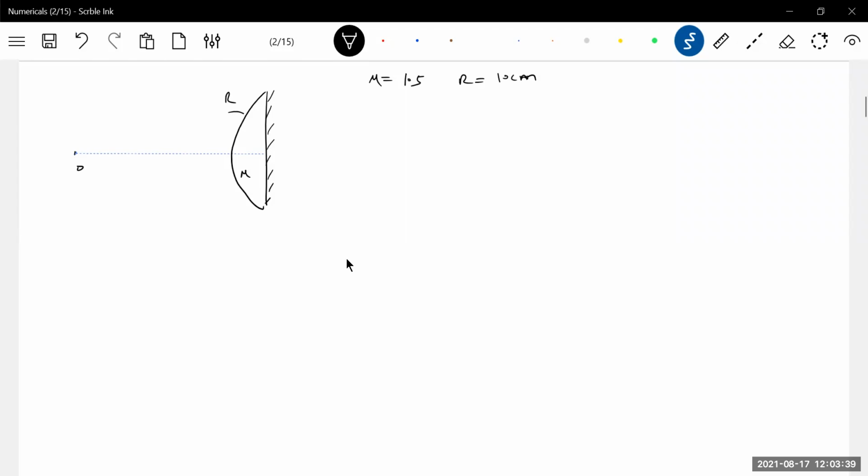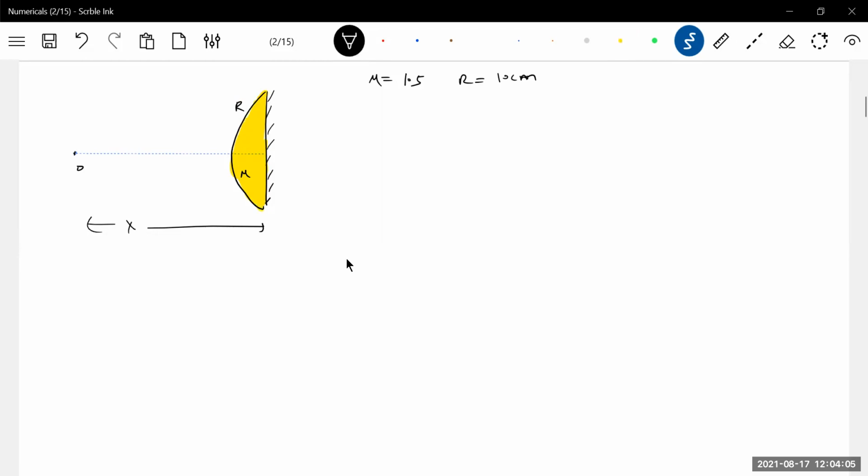So at what distance I should place this object so that final image will be formed at the position of object only. If you want to bring one more lens here, not needed, just will confine this one. This is again very important thing. What is the radius of curvature of this one? Will be R. What is the condition? The final image should be formed at the position of object itself.